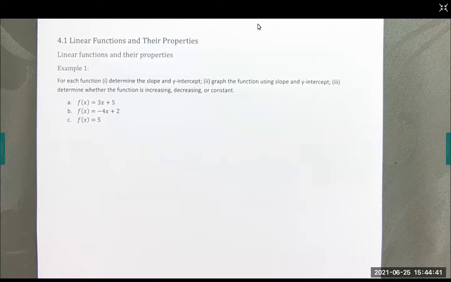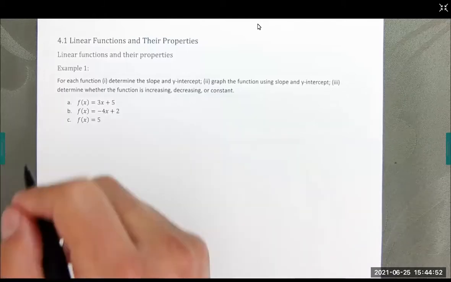Example 1. For each function, first off, we're going to determine the slope and the y-intercept, graph the function using slope and y-intercept, and then determine if it's increasing, decreasing, or constant. Let's start with A.